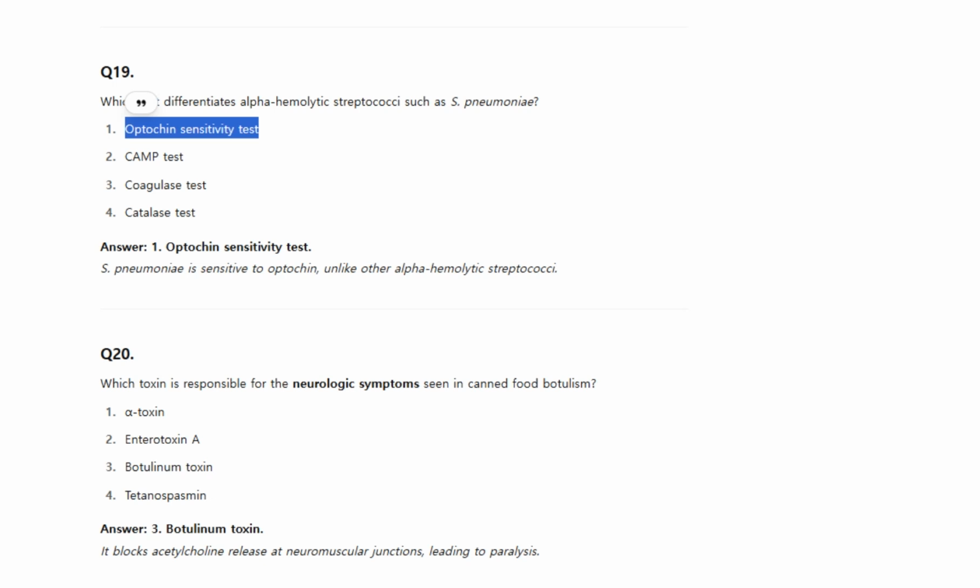Q20. Which toxin is responsible for the neurologic symptoms seen in canned food botulism? 1. Aflatoxin. 2. Enterotoxin A. 3. Botulinum toxin. 4. Tetanospasmin. Answer 3. Botulinum toxin. It blocks acetylcholine release at neuromuscular junctions, leading to paralysis.